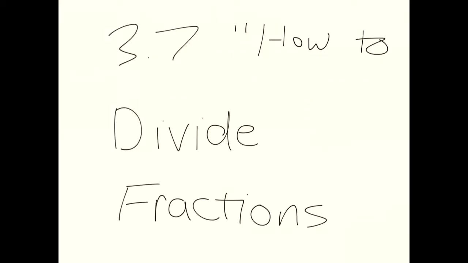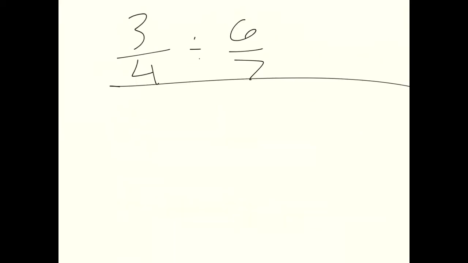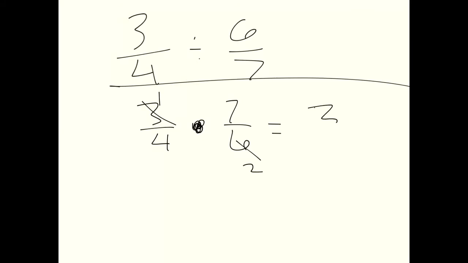When dividing fractions like these, you are going to bring down the first fraction and flip the second fraction. So 6/7 will turn into 7/6, and so you can cross cancel 3 and 6. So 3 goes to 1 and 6 goes to 2, and your answer will be 7/8.